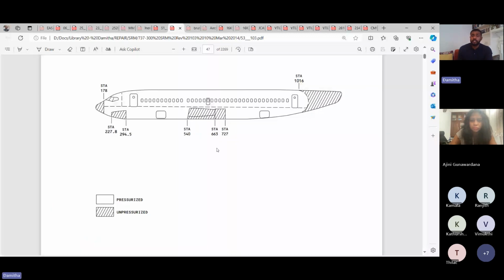This is another quick image of an aircraft, and this shows the pressurized and non-pressurized regions. I think we will touch on this later on.